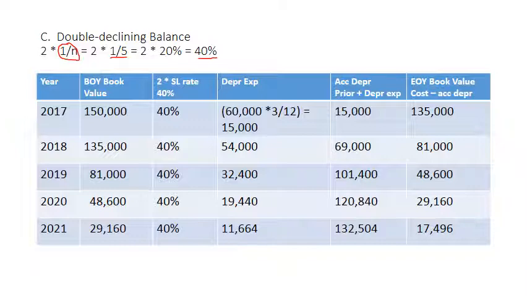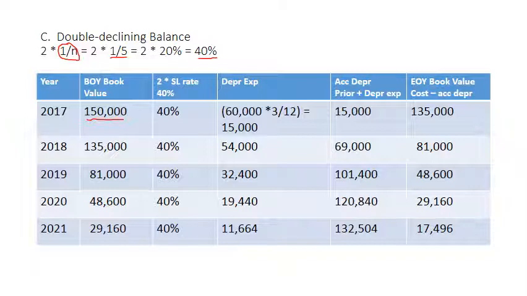The book value at the beginning of the year times 40% gives us the depreciation expense. We need to accumulate the depreciation expense year over year to calculate the book value at the end of the year. The end of year book value becomes the next year's beginning of year book value. In the year we purchase it, the cost is the book value. So at the date of purchase, the cost is equal to the book value.